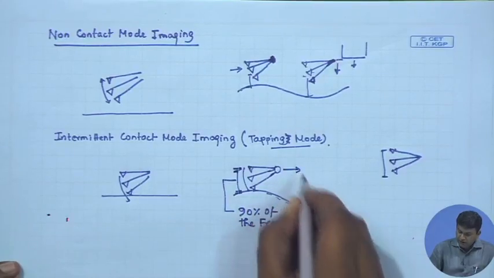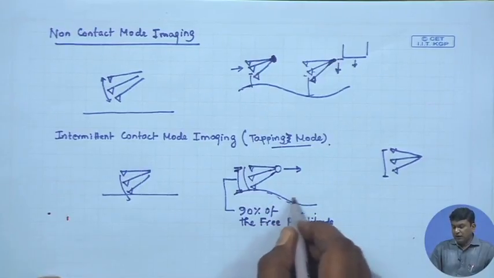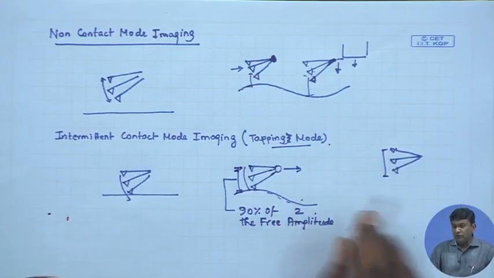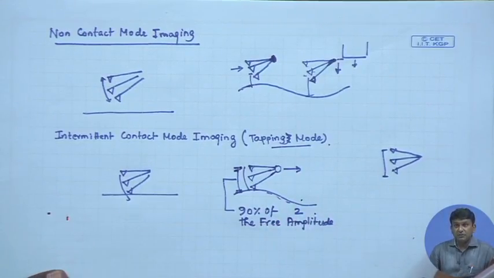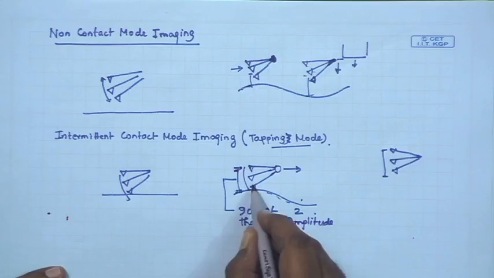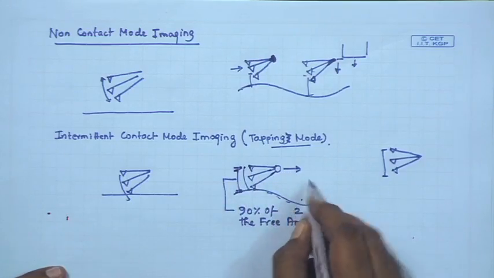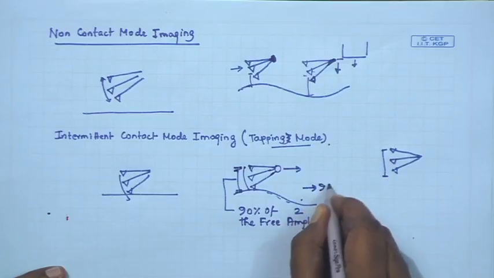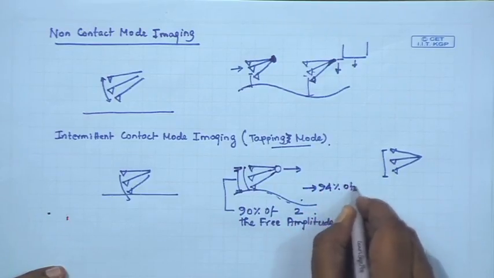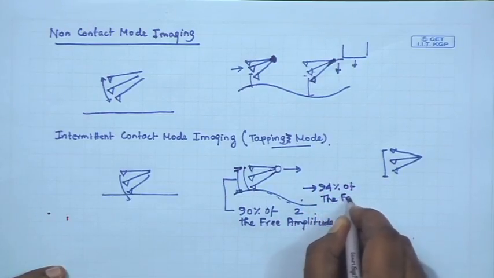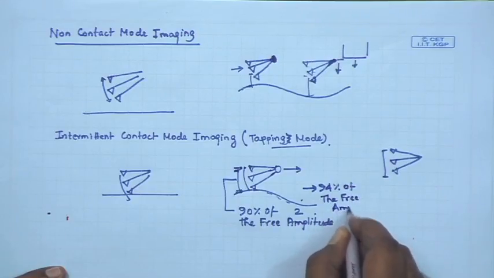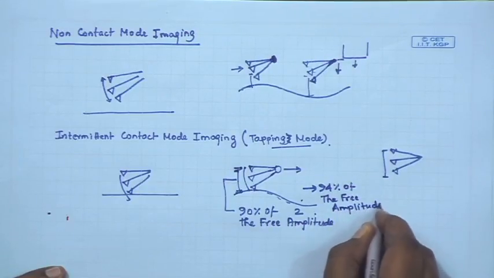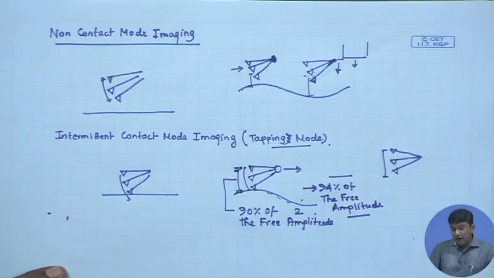Now, you move on to your next point, let us say this is point 2. You see that the surface at point 2 is at a lower elevation as compared to point 1, right. So, what happens is this amplitude, let us say, now becomes 94% of the free amplitude, because there is simply more space. And now, what do you do?